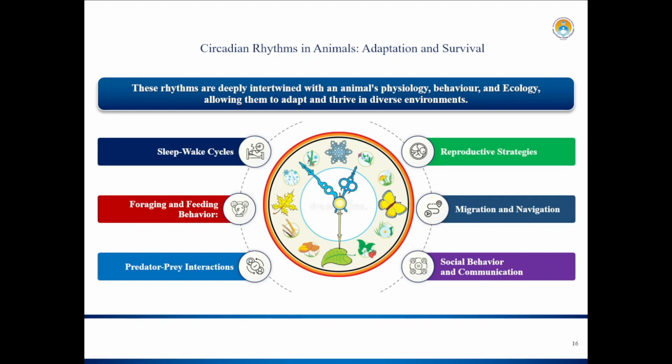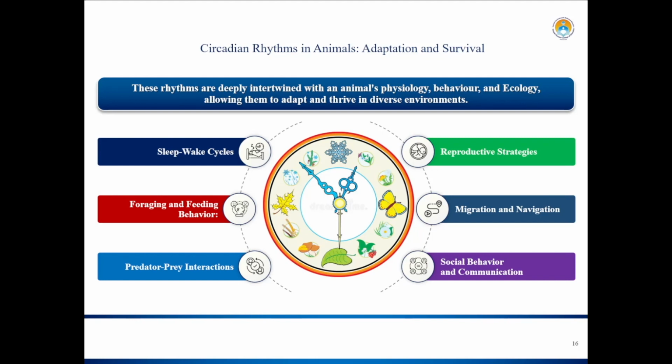Nocturnal animals have evolved to be most active during the night to avoid predators and utilize the cover of darkness for their activities. Whereas diurnal animals capitalize on daylight for foraging, mating, and other behaviors. Some animals are crepuscular, more active during dawn and dusk, which allows them to avoid extreme conditions of day and night.